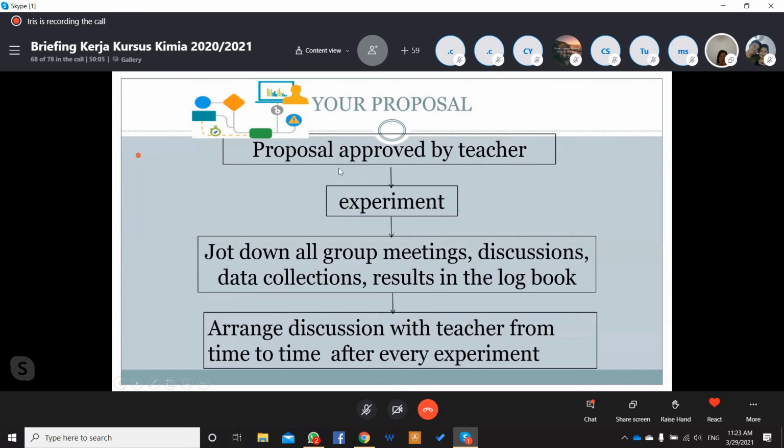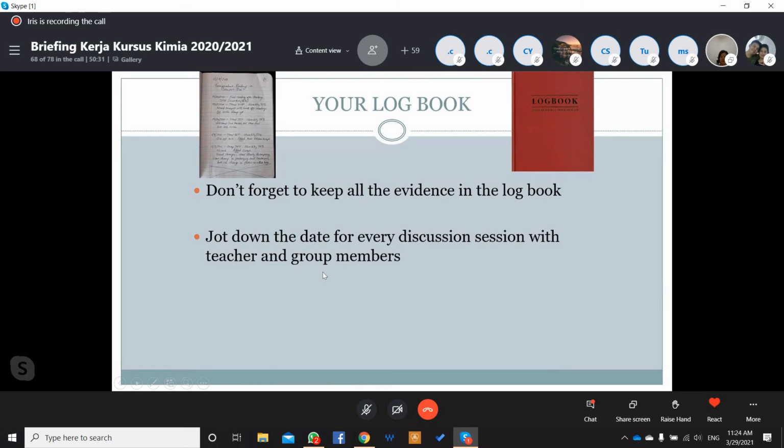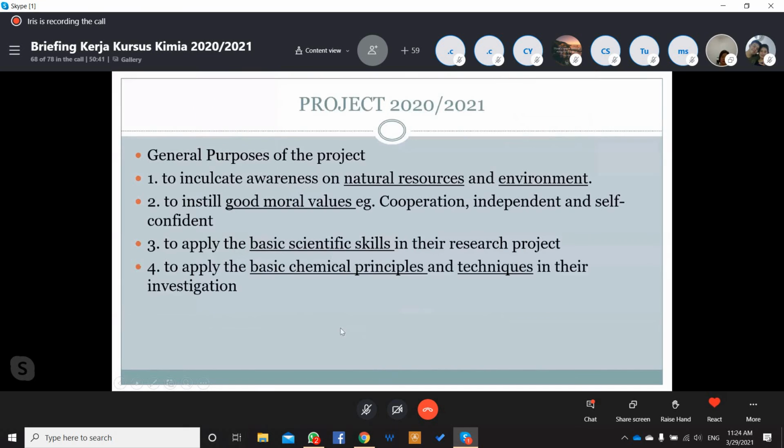So the flow is you propose and then your teacher says okay. Then you set the time with your teacher, when to do it. When you do it, you jot down all the meetings, discussions, data collection, results in the logbook, write everything. And you also arrange discussions from time to time with the teacher. So don't forget your logbook, like today, start to write. Don't forget to keep all the evidence. Everything in the logbook. Jot down when you have discussions, discussion with group, discussion with teacher, when you do the experiment. Photos throughout the data collection.